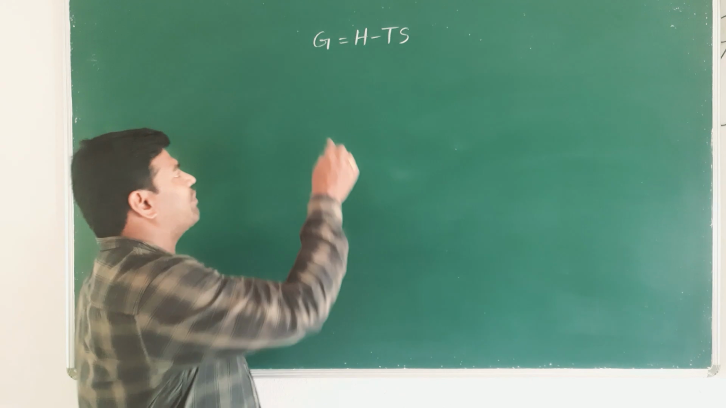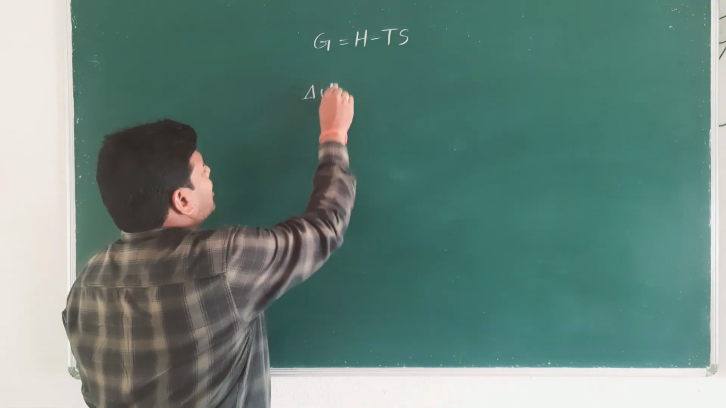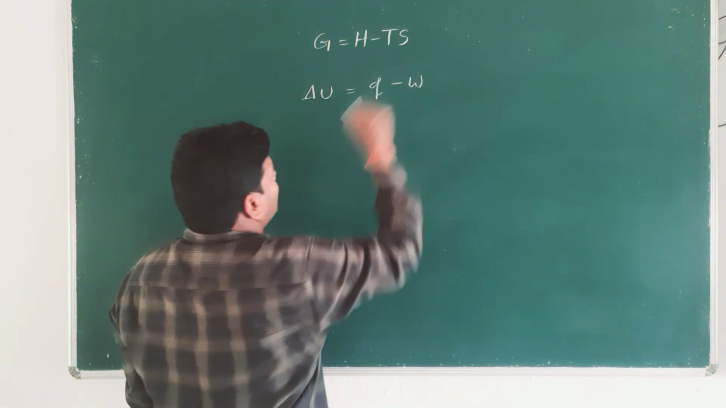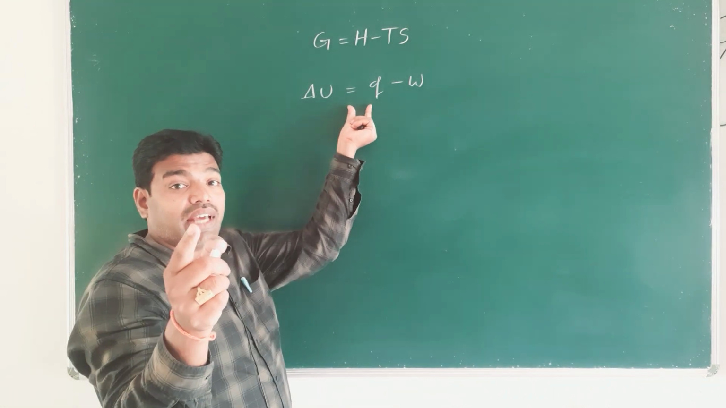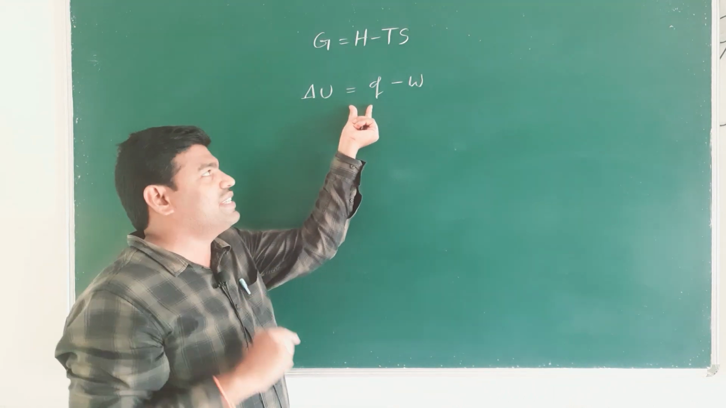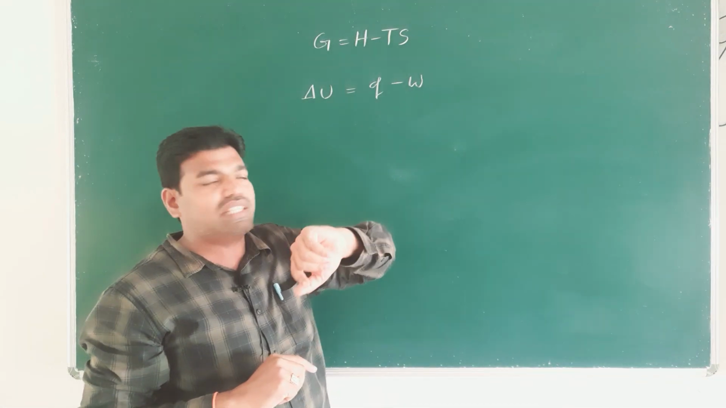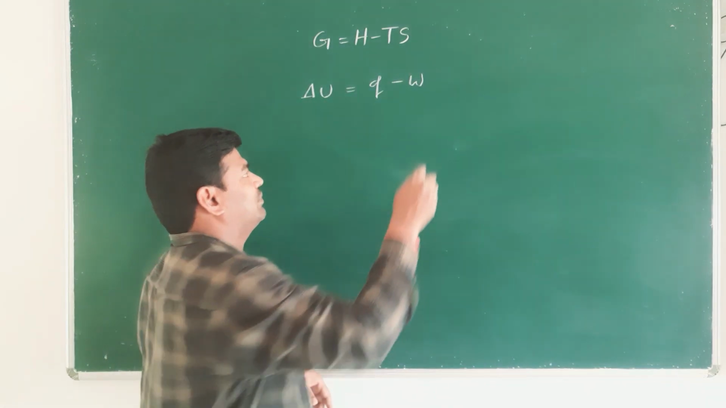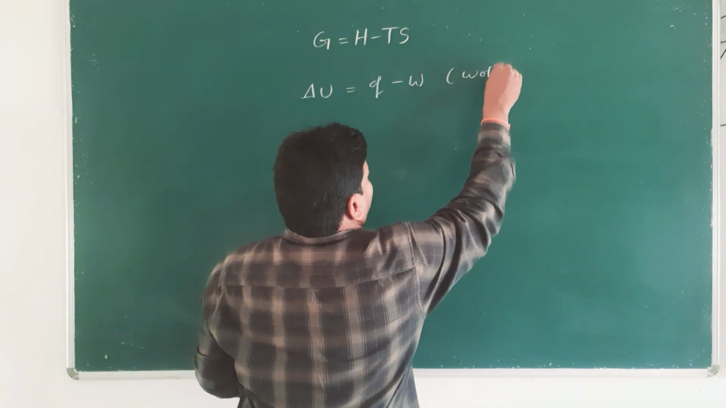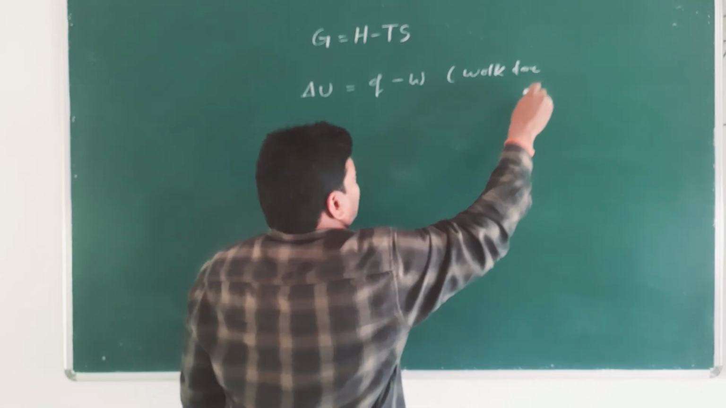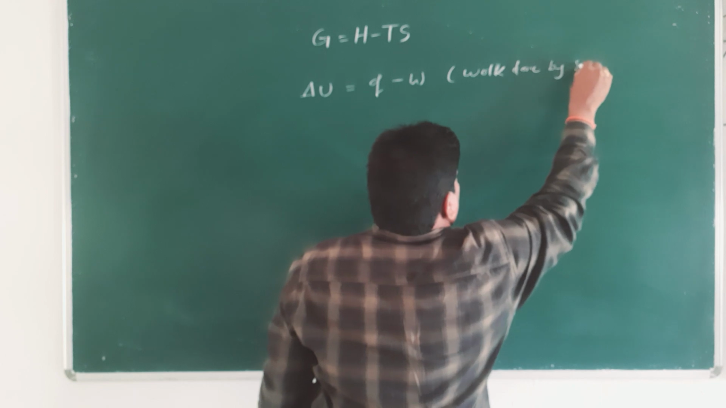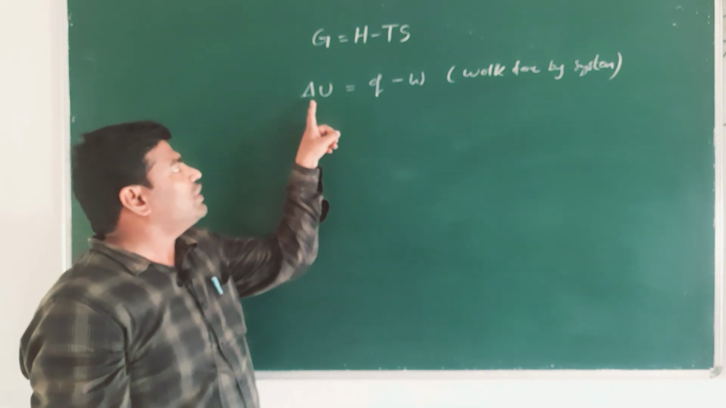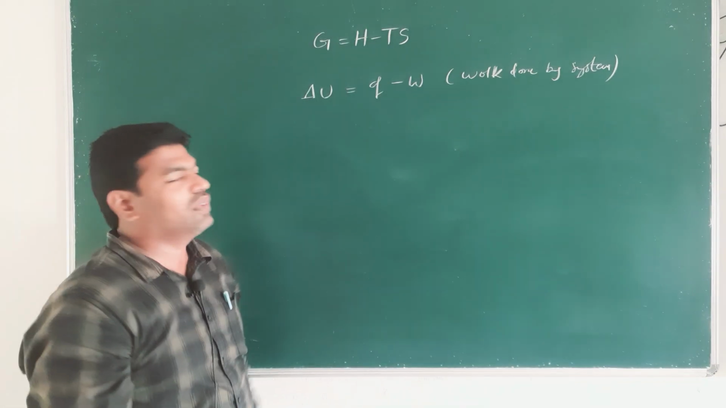We know that from the first law of thermodynamics, we can write delta U is equal to Q minus W, and this is the equation for work done by the system. Of course, if it is work done on the system, then Q plus W. So, delta U is equal to Q minus W.